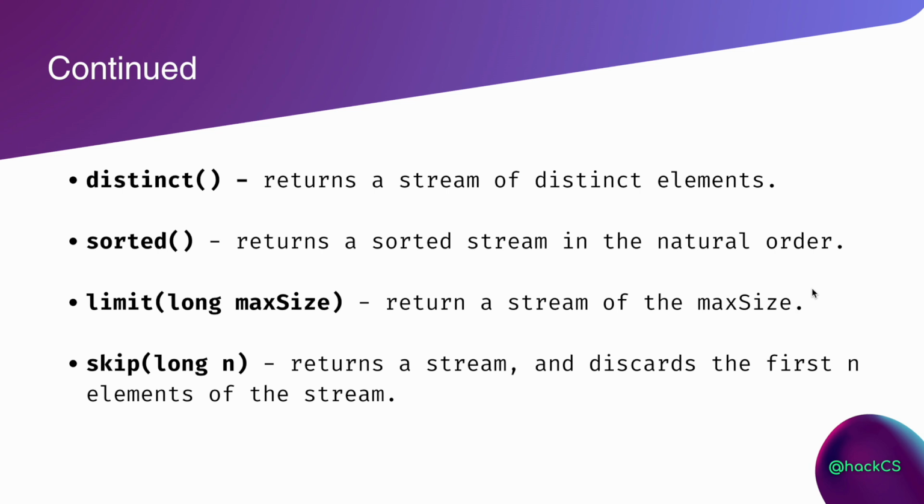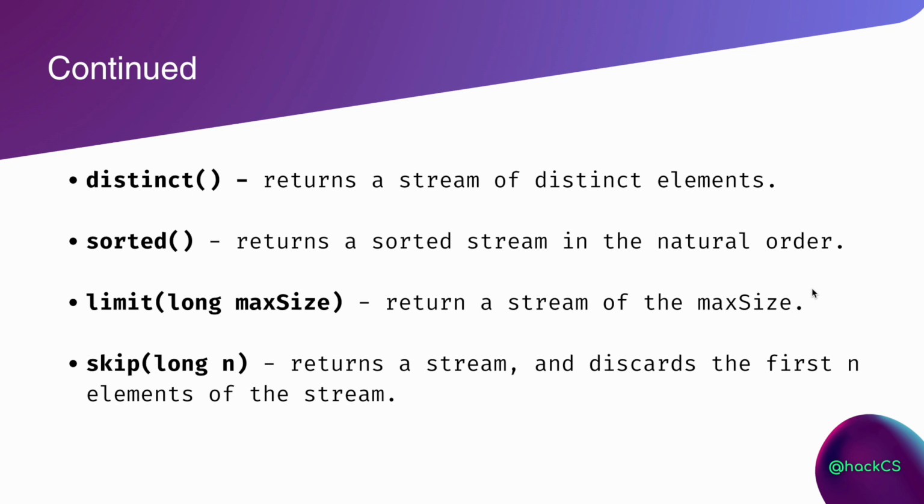Now there are 4 more operations in intermediate operation. Distinct returns a stream with distinct elements. If you are aware of the database SQL statement, you might be aware of distinct. That distinct and this distinct, the behavior is the same. The internal working might be different, but their objective is the same.